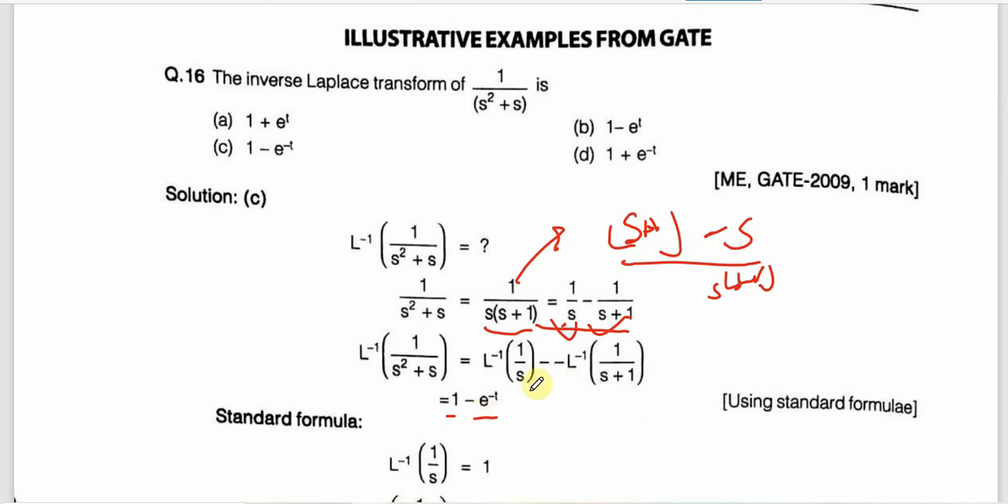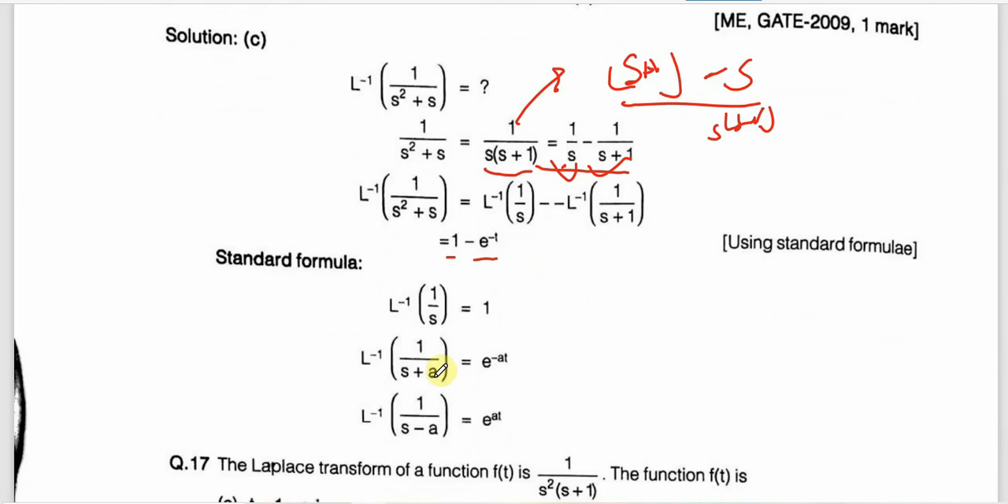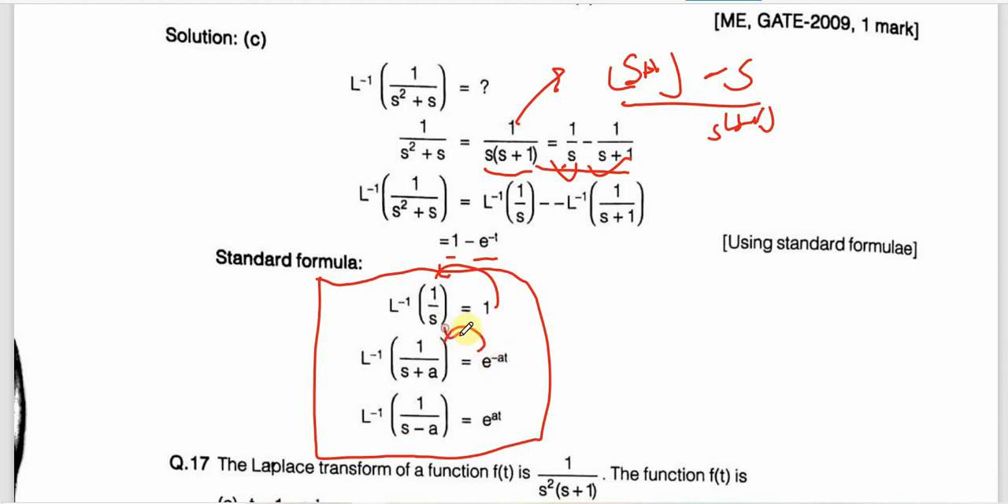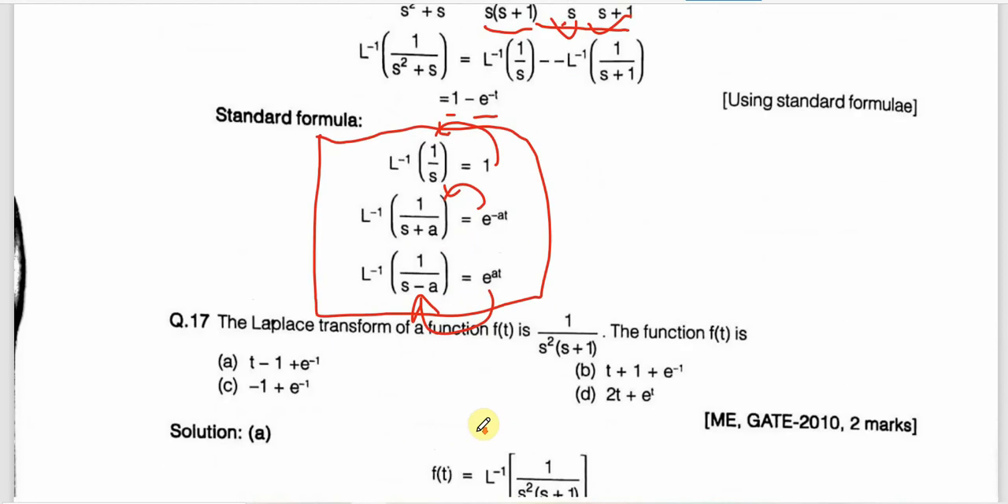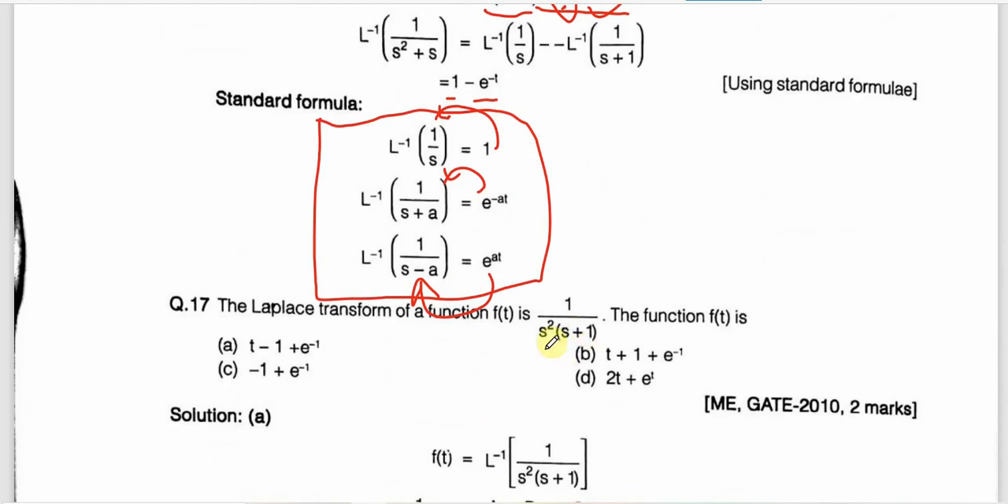Okay, so this was very easy, and it uses standard formulas. Do not forget these. We know that the Laplace of 1 is 1 upon s, and the Laplace of e to the power minus at is 1 upon s plus a. Likewise this. Now the Laplace inverse of 1 upon s square into s plus 1.